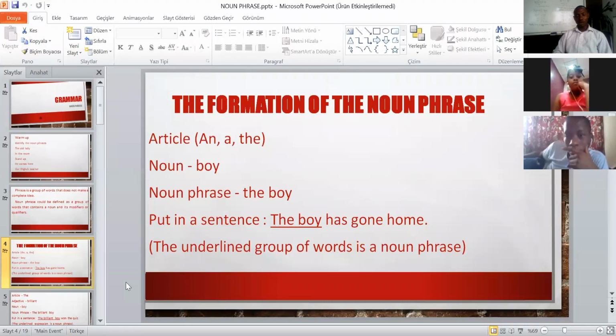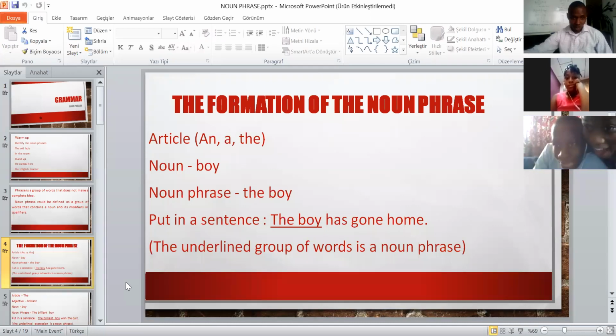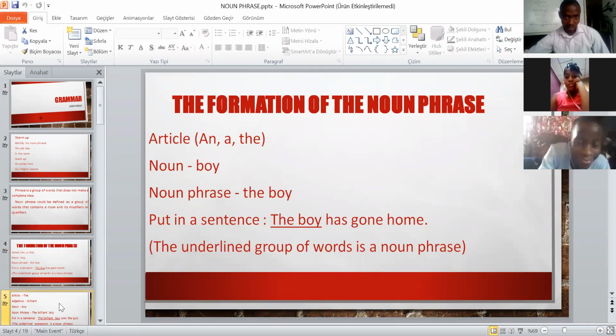When you have an article, an, a, or the, coming before a noun, it is going to be referred to as a noun phrase. For example, we have the sentence, the boy has gone home. The boy is a noun phrase. The noun is boy. The is an article. So if you see from the screen, the underlined group of words is a noun phrase. We'll take the next slide.